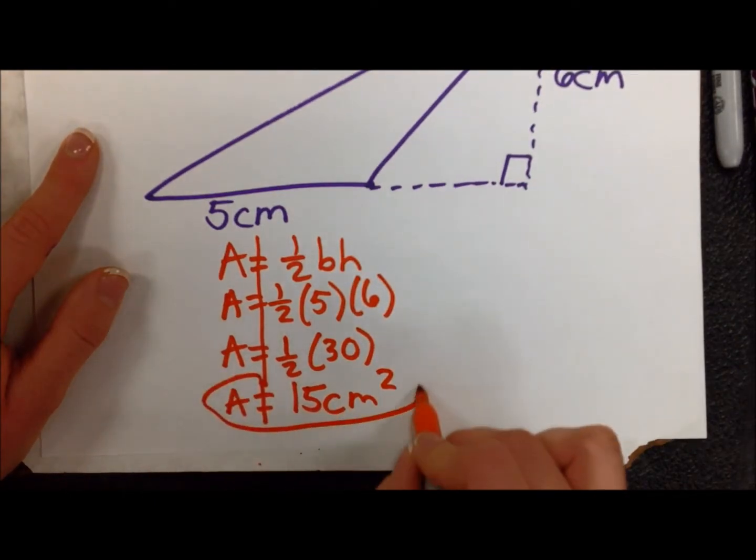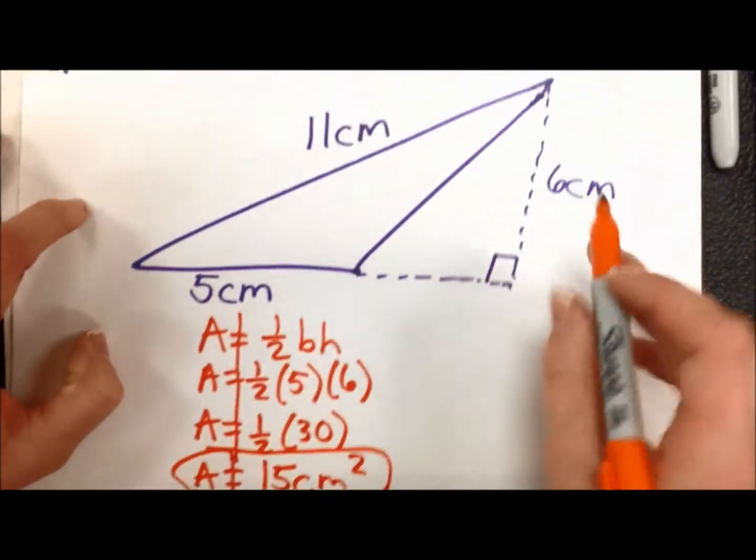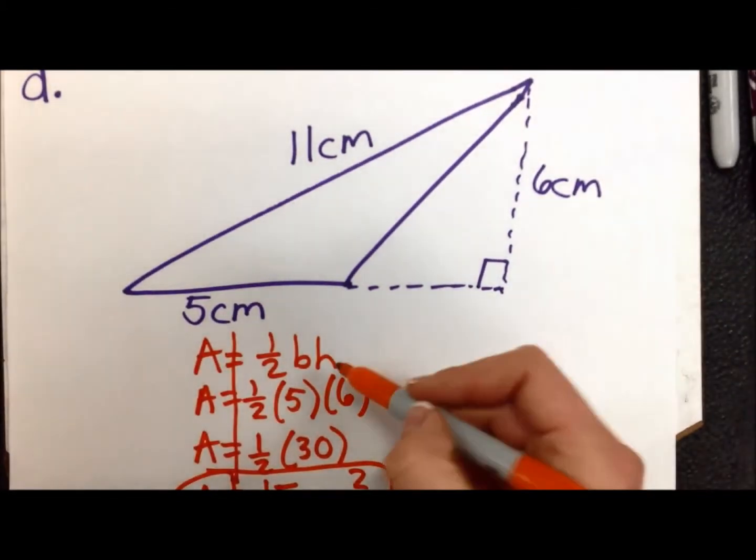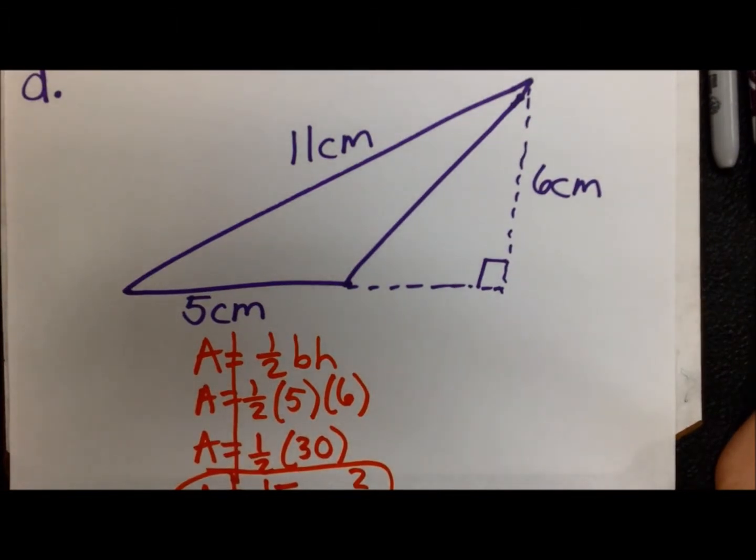So as you can see, in all of our problems, one thing stayed the same, even though all the triangles look different. Our formula didn't change, meaning it applied to all of them. So as long as you are using the formula correctly, your areas for your triangles should come out correct as well. So go ahead and practice, work with each other.